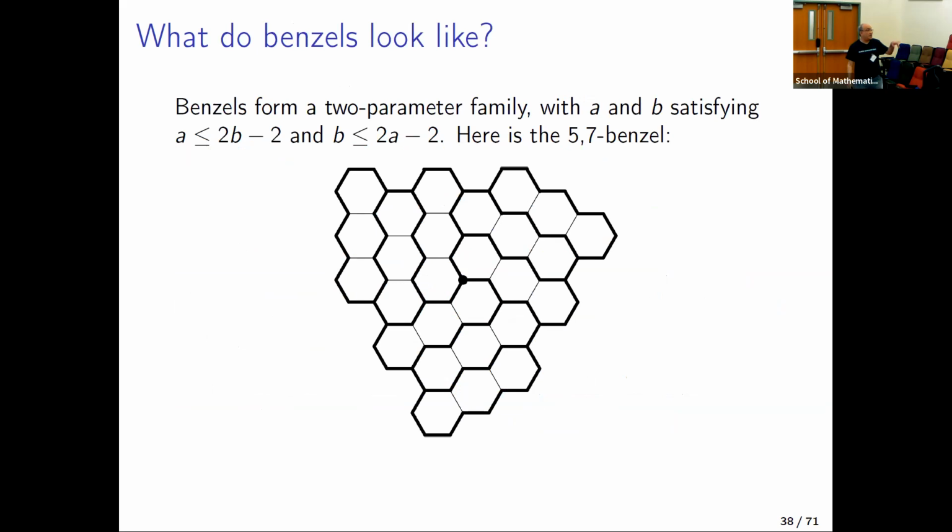So here's an example of a benzel. They always have 120-degree rotational symmetry. They form a two-parameter family. Here I'm denoting the parameters by A and B, and A and B can't be too far apart. Each of them is bounded by 2 less than twice the other. Here's the 5, 7 benzel, and you'll see it's tiled by bones alone. Nothing else, no stones there.